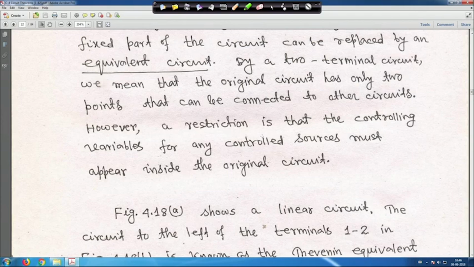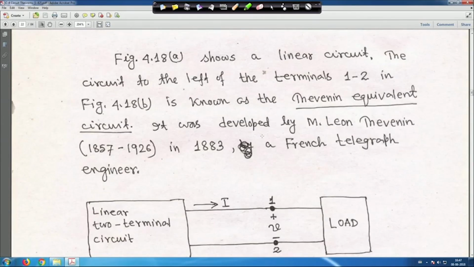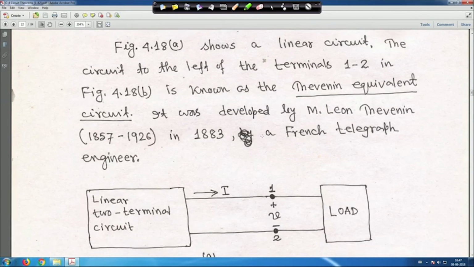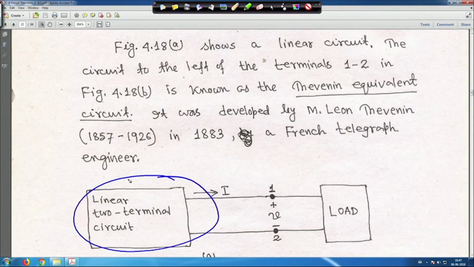For those studying Thevenin's theorem for the first time, you have to be very careful about how we do it and how we get it. For example, this figure shows a linear circuit. The circuit to the left of terminals 1 and 2 is a linear two-terminal circuit, and its Thevenin equivalent is at the bottom.